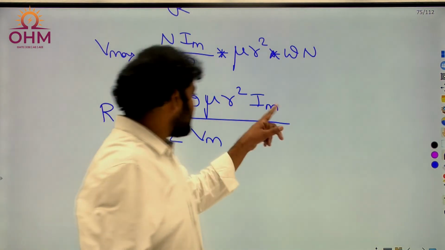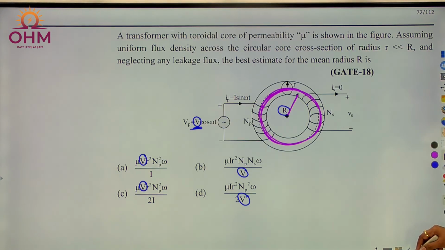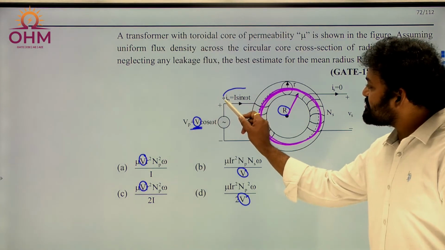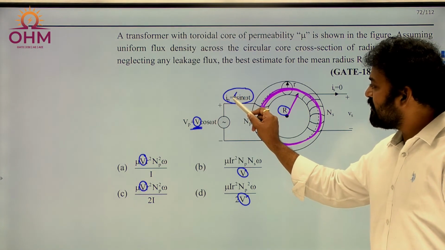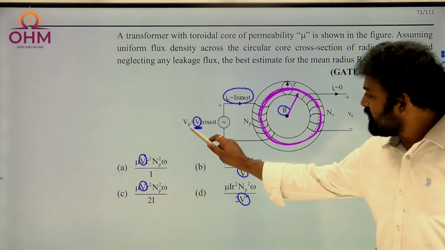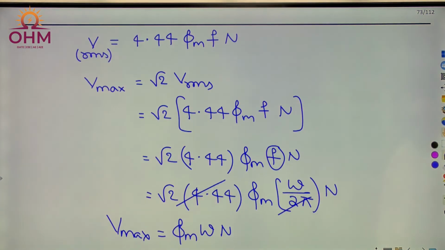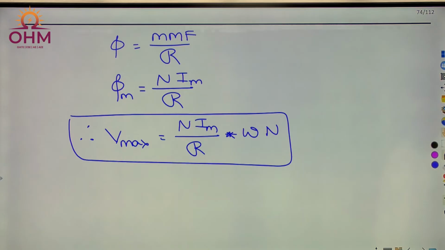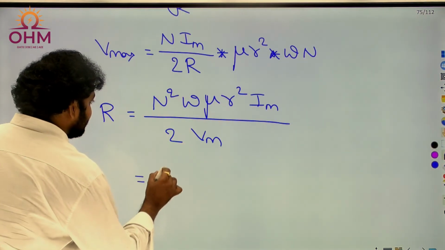And in the given question, what is I max, guys? Let's go back. Yes, look at this current expression. If you look at this current expression, is it looking like Im sin omega t? Therefore, that I is nothing but I max. Even in V also, V max is nothing but V. Okay, therefore, Im is I, Vm is V.